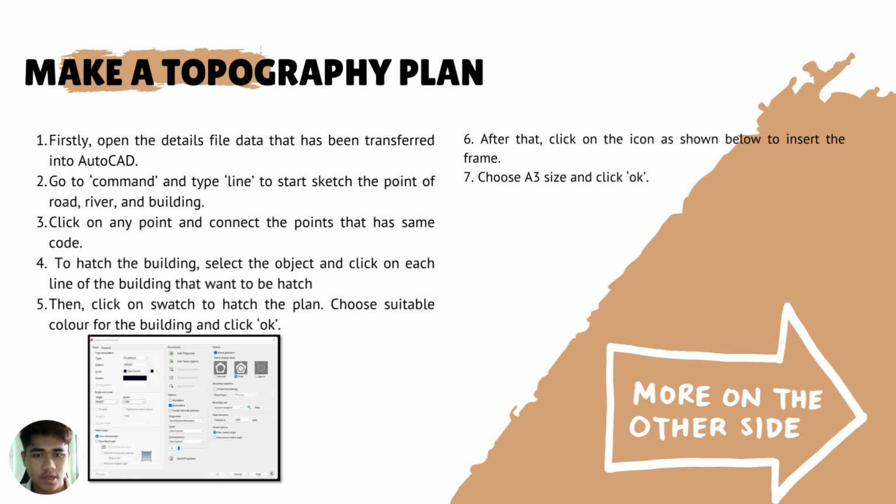After that, click on the icon as shown below to insert the frame. Choose A3 size and click OK. That's all for the procedure of GNSS.